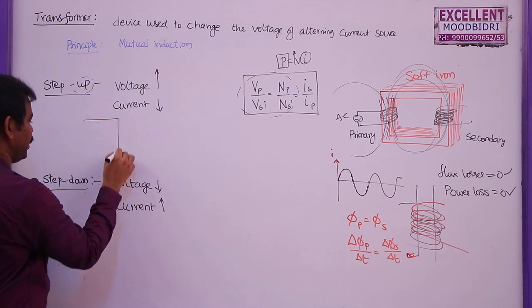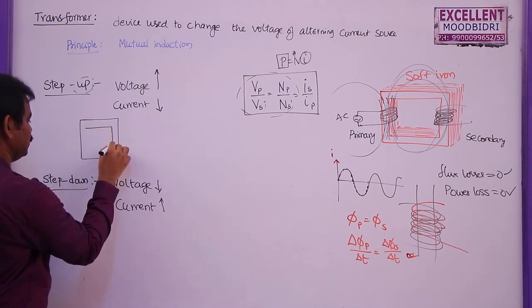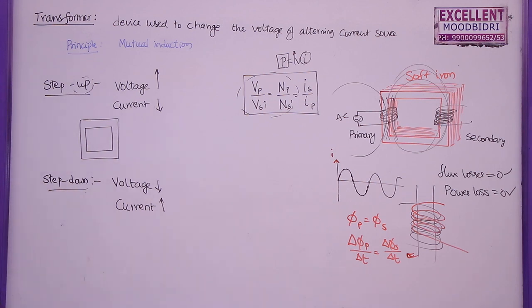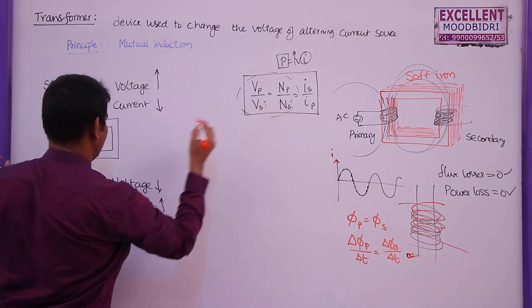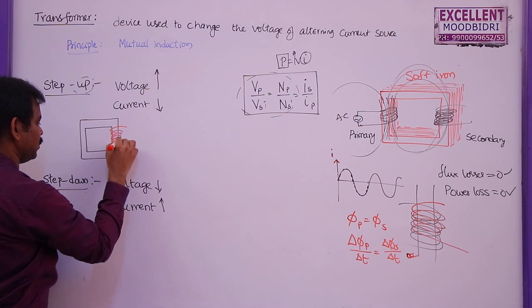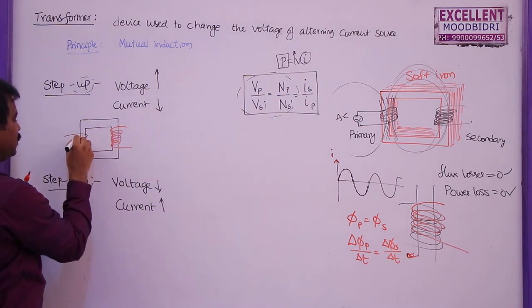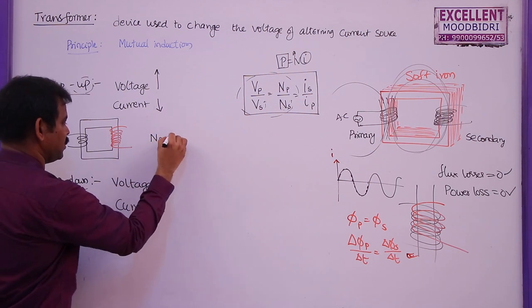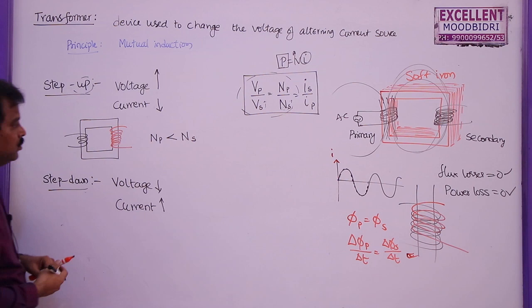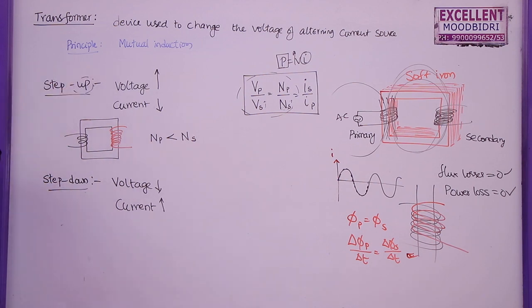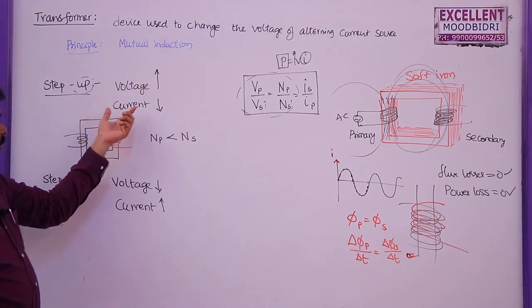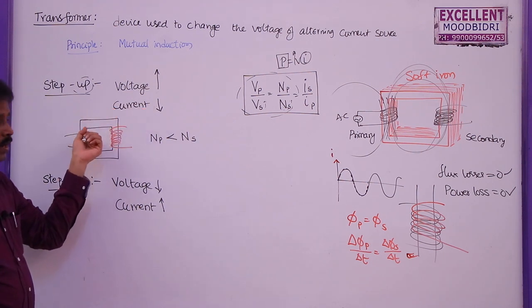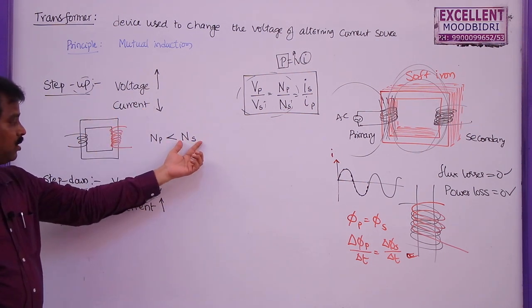So while drawing the diagram, in this case, if it is the core, the number of turns in the secondary must be more, but number of turns in the primary coil are less. So from this we can write NP less than NS. So how to define this step up transformer? A transformer in which the output voltage is greater than the input voltage, the output current is less than the input current, or the number of turns in the secondary are more than number of turns in the primary.